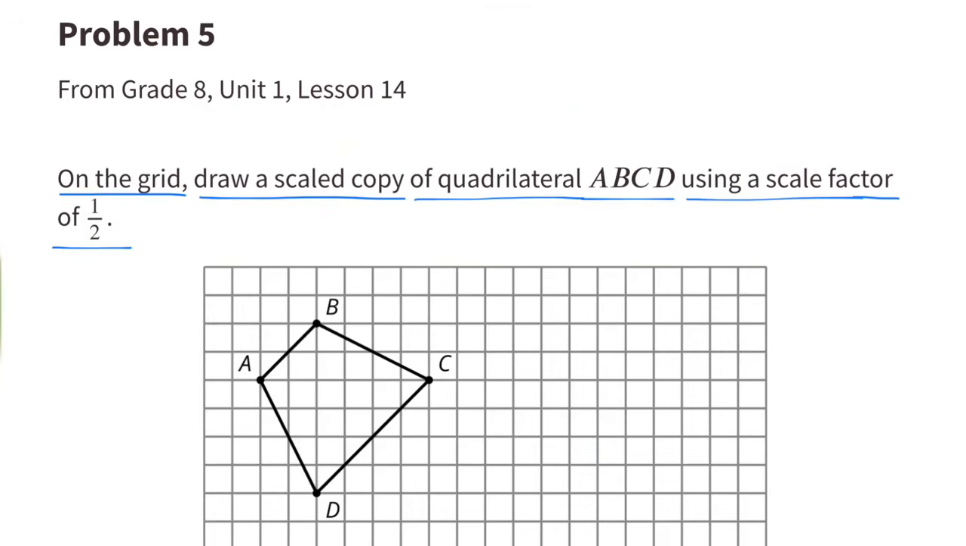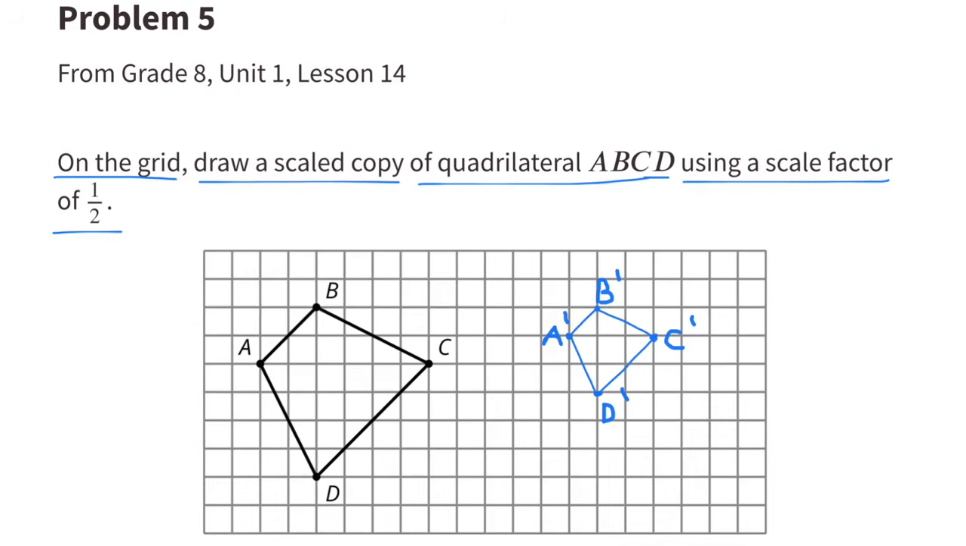Number 5. On the grid, draw a scaled copy of quadrilateral ABCD using a scale factor of 1/2. Well, if we're to use a scale factor of 1/2, that means all the line segments are going to be exactly 1/2 the length of the original copy.